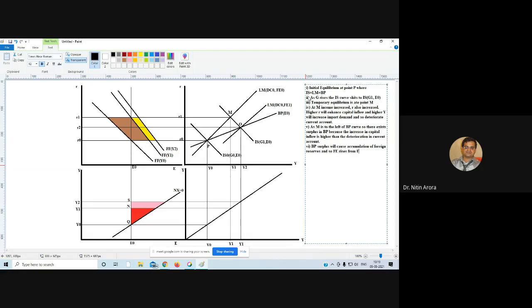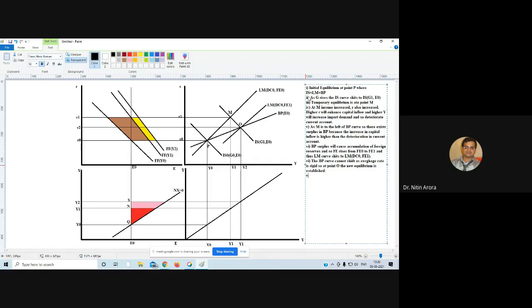from FE naught to FE1, and thus the LM curve shifts to LM with DC naught, domestic credit remaining the same, and FE1, right? The BP curve cannot shift as the exchange rate is rigid or fixed. So at point O, the new equilibrium, which is also called the permanent equilibrium, is established.